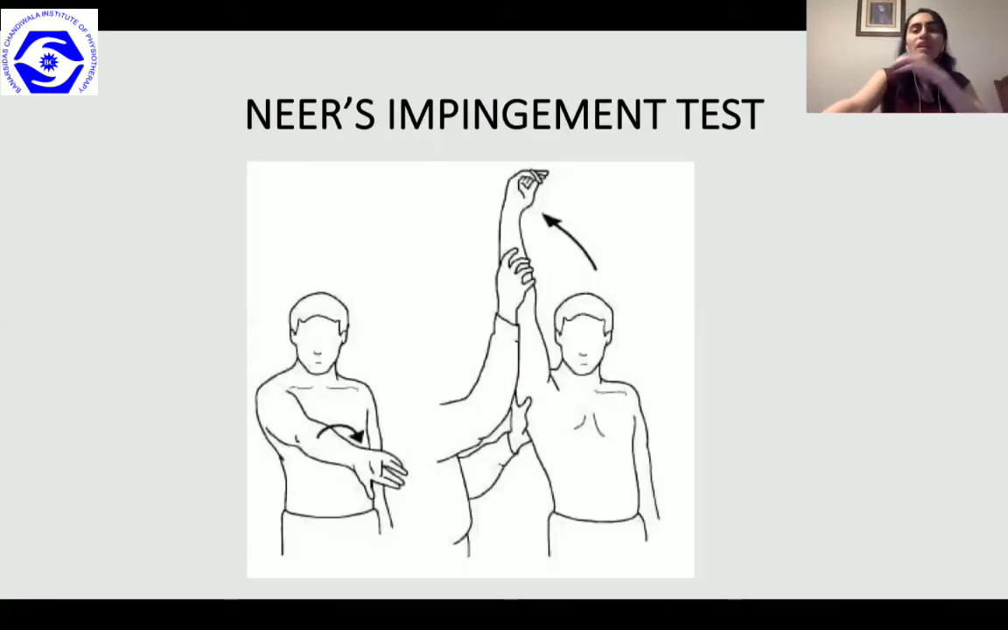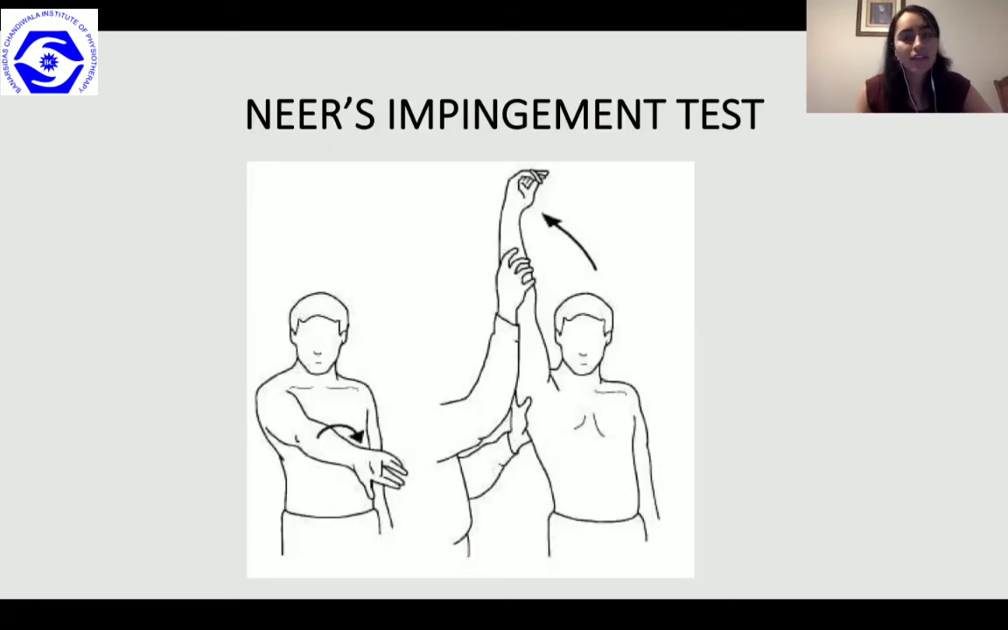In Neer's impingement, if we move our arm up and medially rotate it, this makes the tendons compress against the coracoacromial arc. In this way, we will look for whether there is impingement or not. Then the patient will move it forward, and if there is pain, the test is positive for Neer's impingement. Similarly, you will ask the patient in this also where they are having pain. It can be that the patient has decreased mobility of the shoulder muscles.